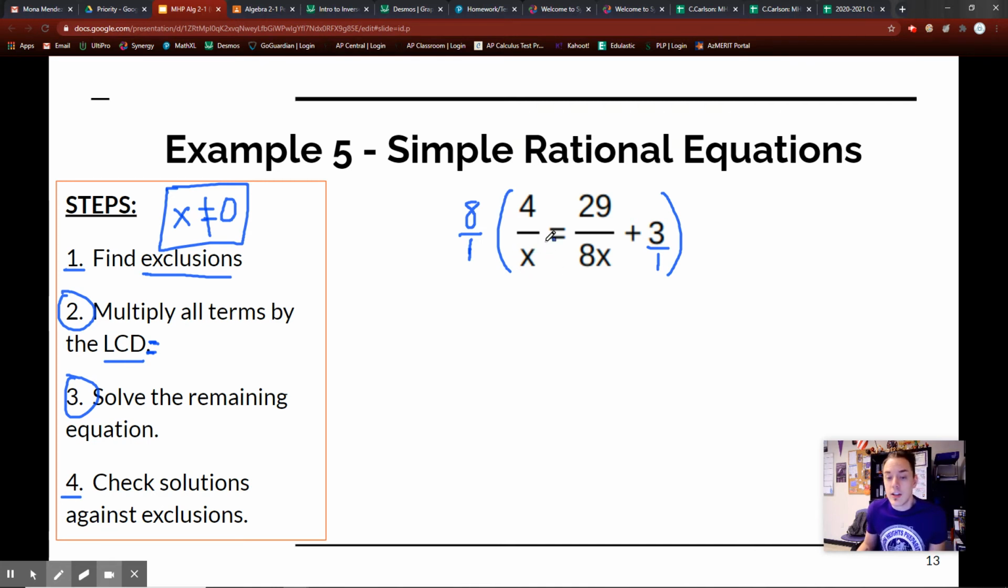Yes or no? You should be saying no, because 8 times 4, when I multiply it through, will still be 32 divided by x. Does that get rid of the x? No. Okay, and if I multiply this 8 times 29, it does get rid of the 8 in the bottom, but does it get rid of the x? No. So what do we do? Very simple, guys. Just tag on an x. If you tag on your x, that's my least common denominator. If I tag on the x, guess what happens?